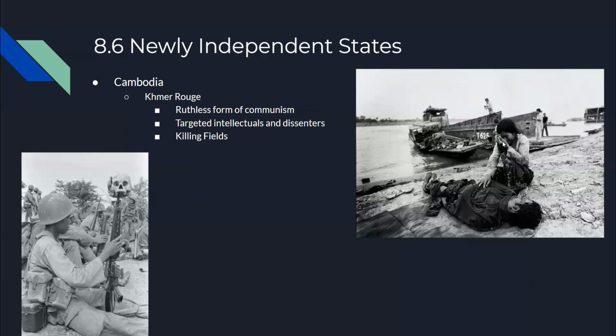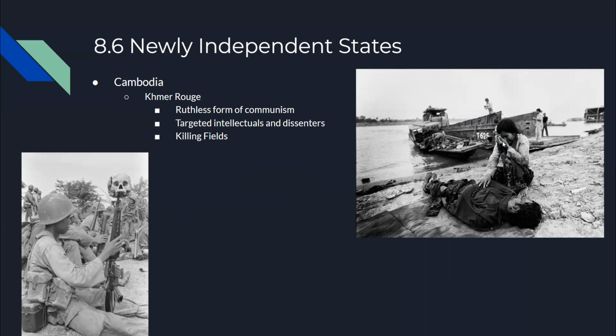Cambodia. Cambodia was basically turned back into a monarchy after the end of World War II. However, Cambodia was drawn into the Vietnam War, and after that, a communist guerrilla organization called the Khmer Rouge, under the leadership of Pol Pot, overthrew the right-wing government of Cambodia. Once in power, they imposed a rootless form of communism, following the Chinese model of cultural revolution, which targeted intellectuals and dissenters. The slaughter and famine that followed took more than 2 million lives, around a quarter of the country's population.